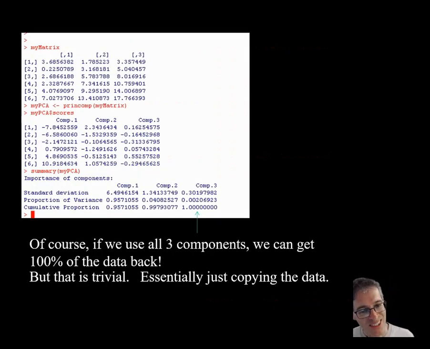Now, of course, trivially, if you use all three components, you get 100% of the data back, but that's essentially just copying the data. It's essentially taking the data set, rotating it to a new three-dimensional space, and rotating it back to the original three-dimensional data space. And of course, if you just rotate it and rotate it back, you don't lose any information, so you get 100% of the data that way.